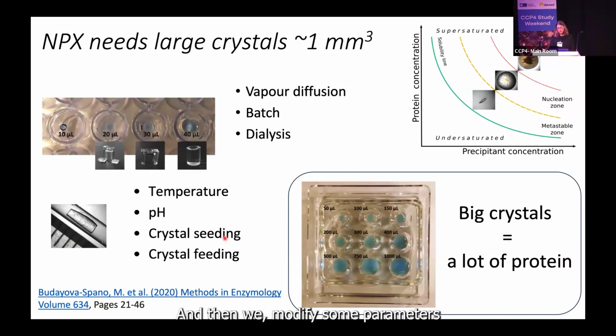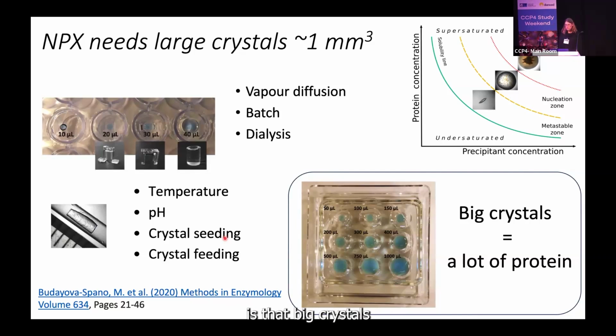And then we modify some parameters to really just encourage a single crystal to grow as big as it can. We do use temperature cycling. pH often has to be optimized, especially if your protein has been deuterated. And we also do tricks like microseeding, and I'm personally quite fond of crystal feeding.